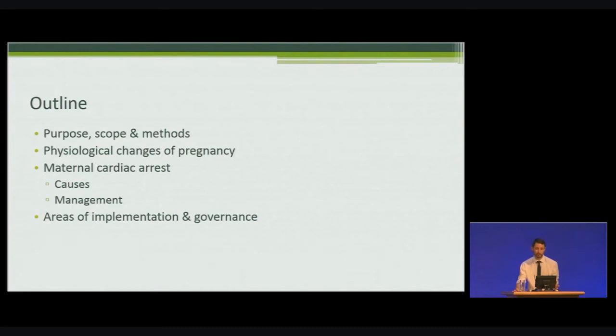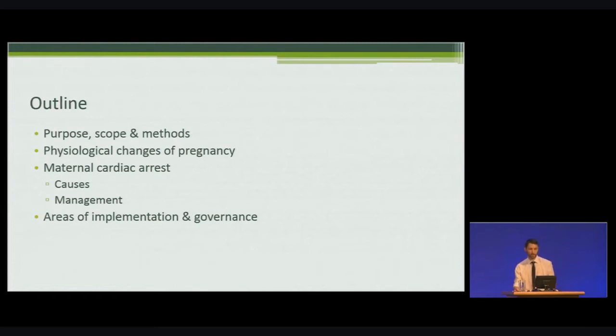It hasn't been published yet, but hopefully it'll appear in the near future on the Institute of Obstetrics and Gynecologists website and be distributed to the hospital groupings. So I'm just going to go through the purpose, the scope, and the methods for the guideline, just to recap on some of the physiological changes of pregnancy. Then I'm going to go through a discussion on maternal cardiac arrest and the causes and management, and then go through the areas of implementation and governance related to the guideline.